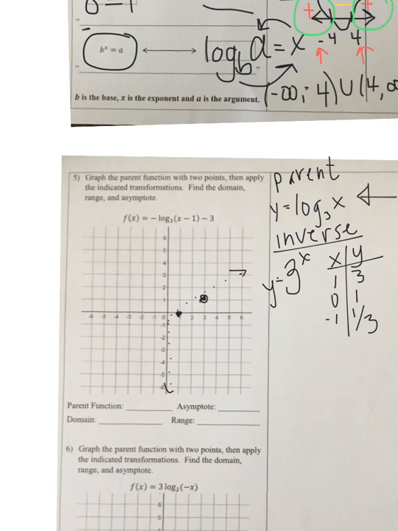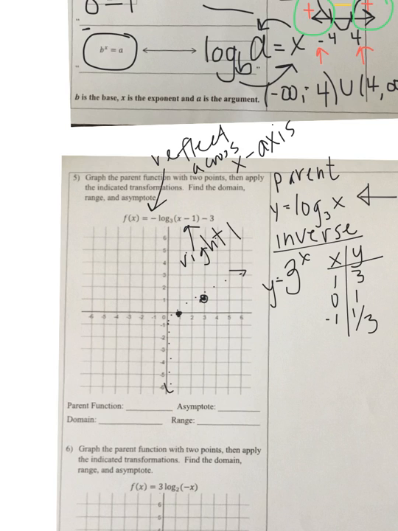So we have a couple of transformations going on here. We have the negative in the front, and that, remember, is going to reflect across the x-axis. And then we have this guy inside. He's moving us to the right 1 because he's affecting our x values. And then we have this guy, which is going to shift the whole graph down 3 spaces.